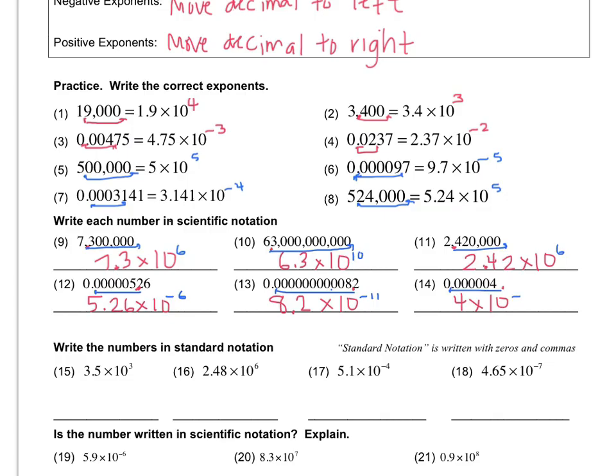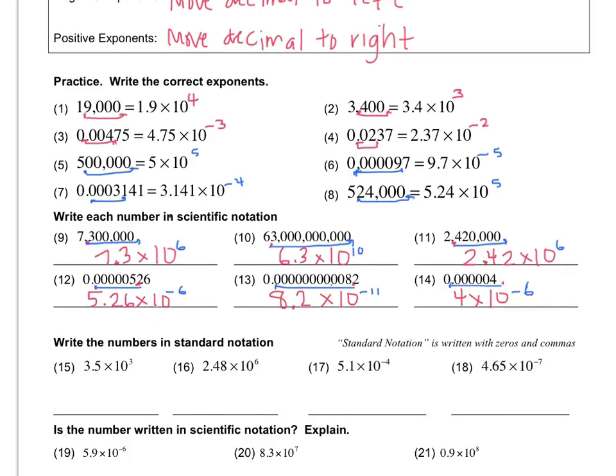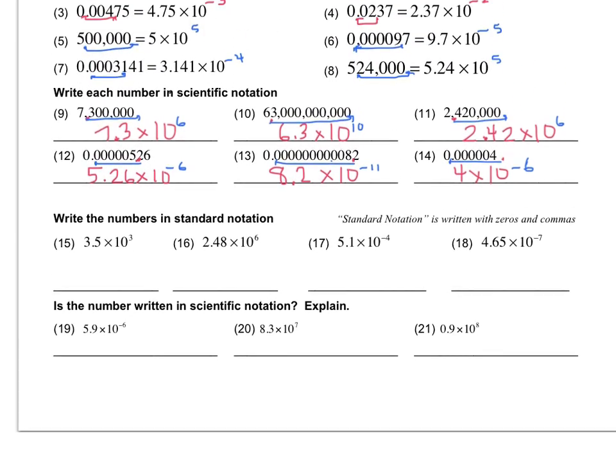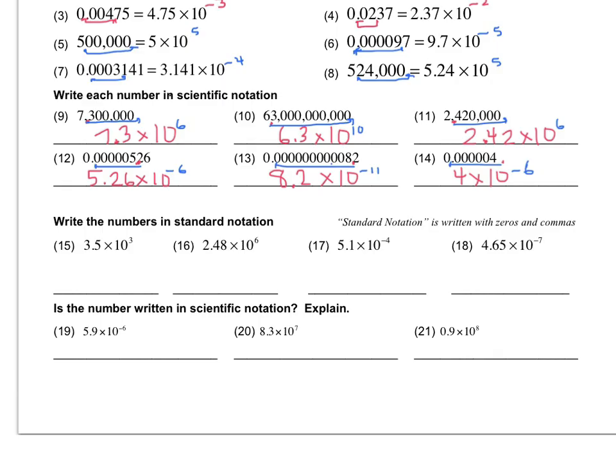Hopefully you got all those right and you tried them on your own. Whoops, can't make my 6 right. Okay, now we have to go backwards and write them in standard form. Standard form is when you use all the zeros and the commas, which is what the scientists don't like when they have to write their very small and large numbers.